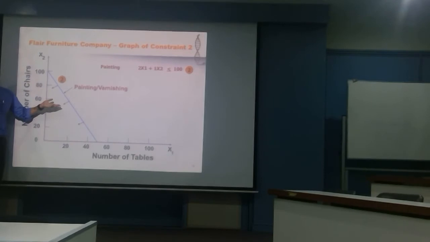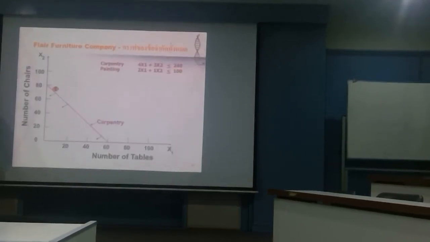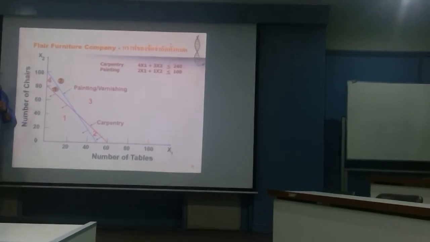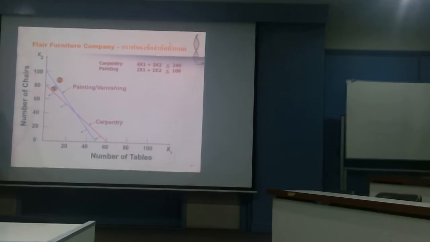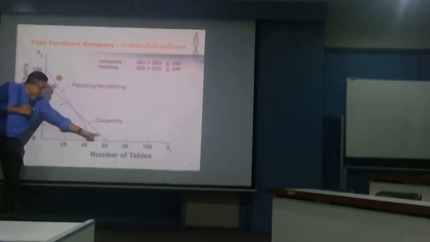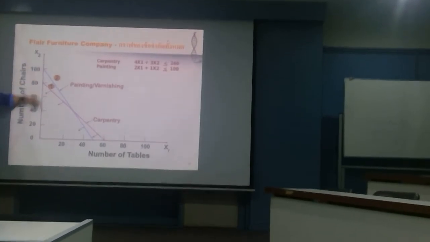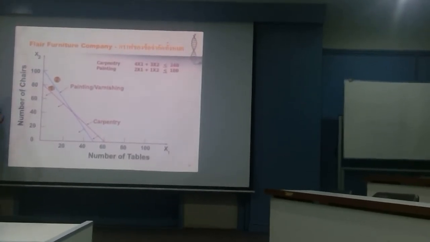But I'm just showing the graphs separately for you. Actually, the first step is that you need to combine them together, which means you need to draw these two graphs on the same axis. So this is the first step: drawing the graph of all constraints. Constraint number 1, constraint number 2. Right, so we finish the first step for the graphical method.